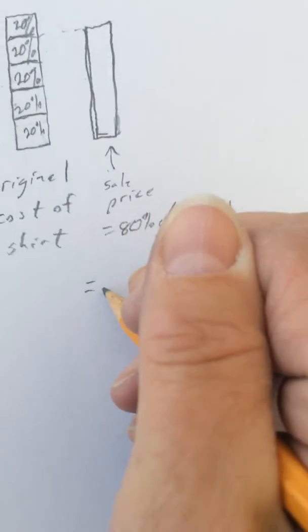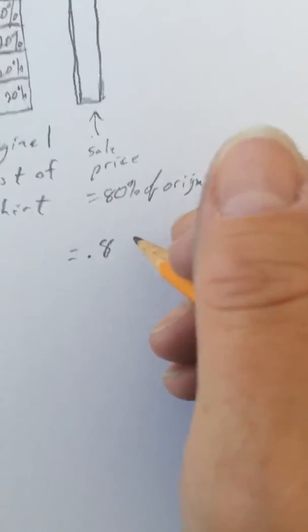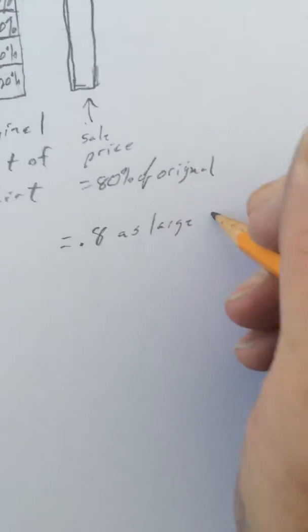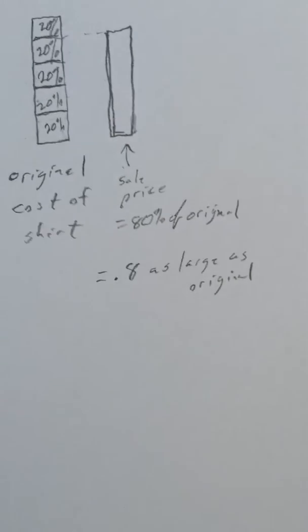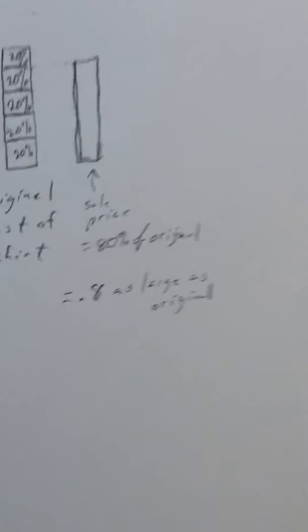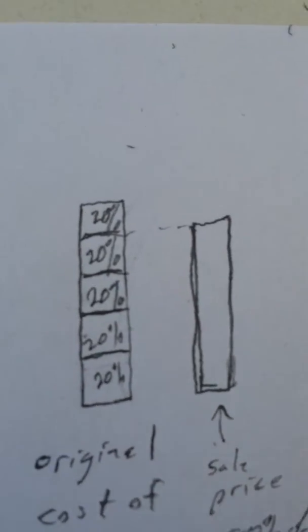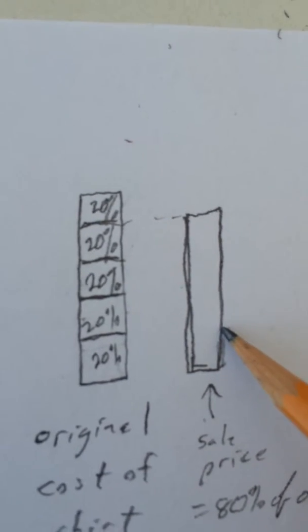Or I can say it's equal to 0.8 times the original, or it is 0.8 as large as the original. Right? Or 0.8 times as large as the original. Okay, so that helps there. So now back up here, my broomstick. I have my original, I have my sale price, which is 80% of the original.